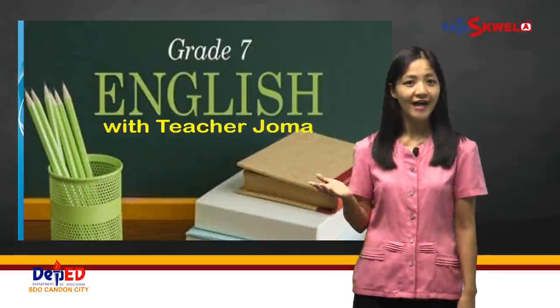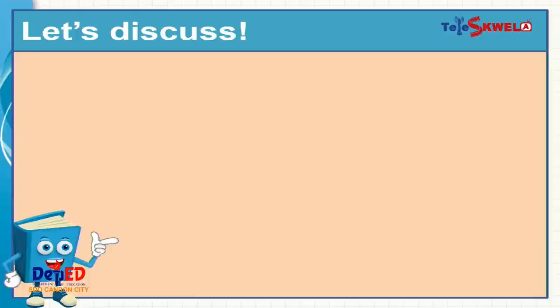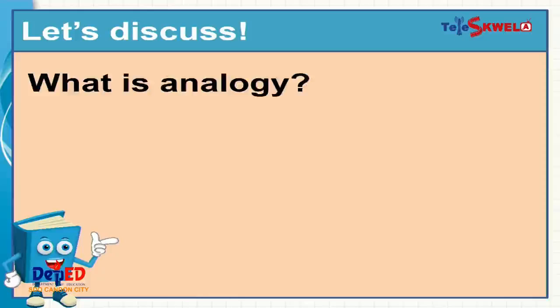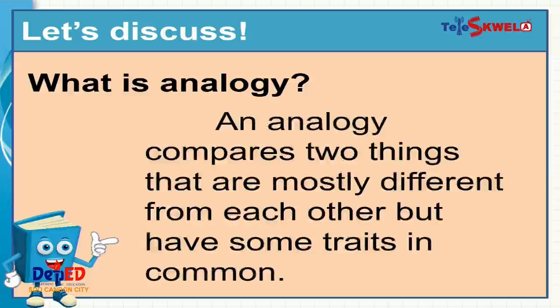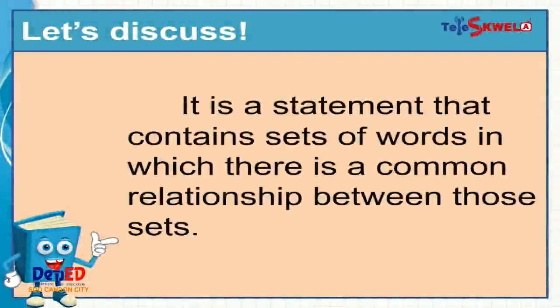What is analogy? An analogy compares two things that are mostly different from each other but have some traits in common. So the purpose of an analogy is to compare two different things that are similar in a way. It is a statement that contains sets of words in which there is a common relationship between those sets.